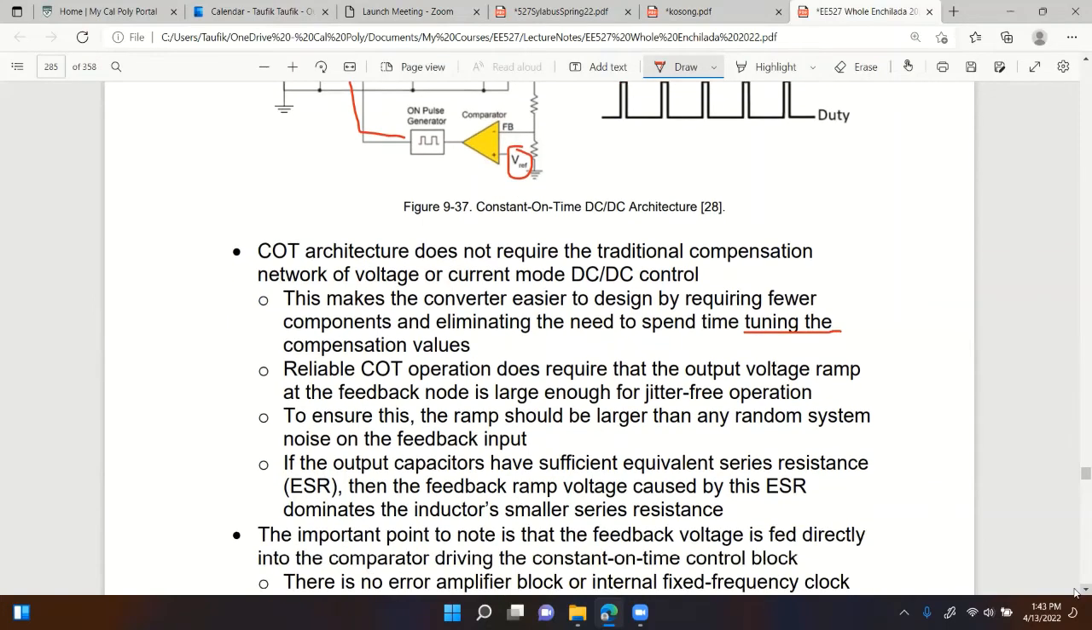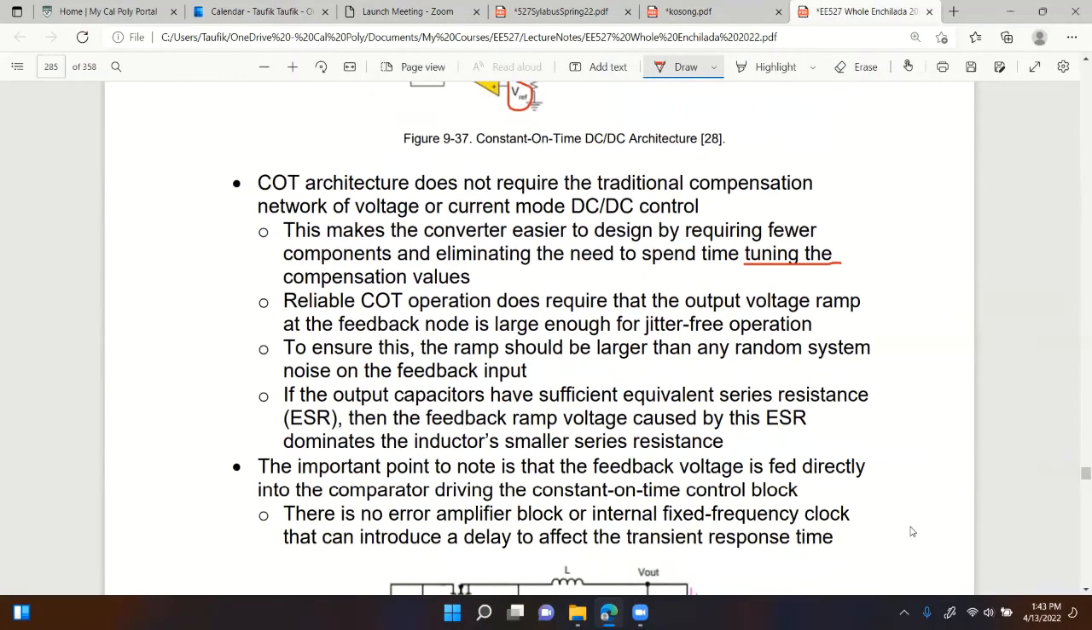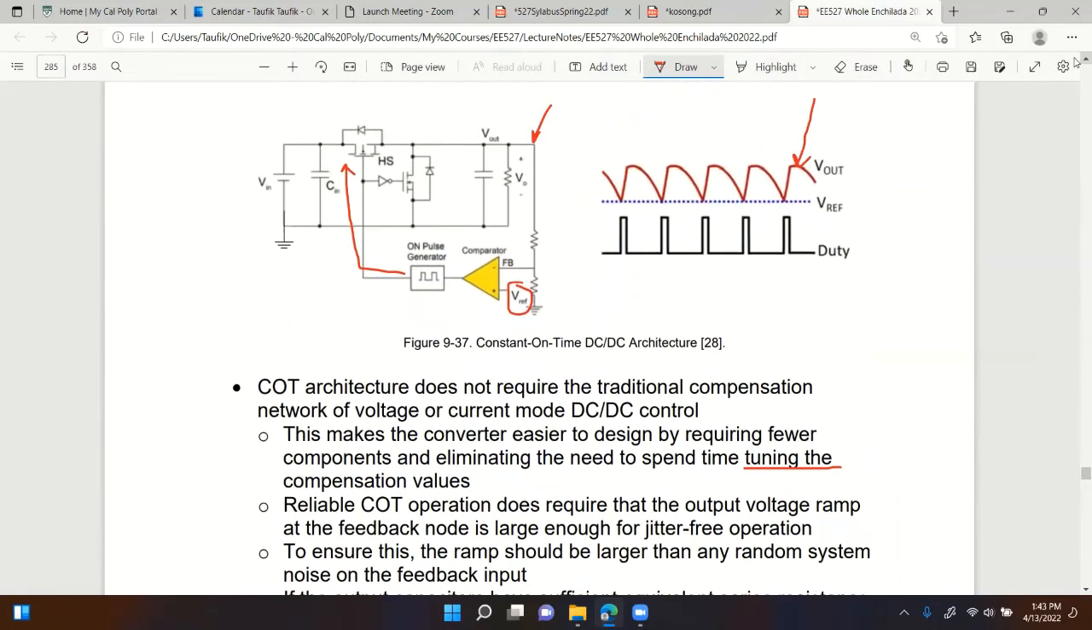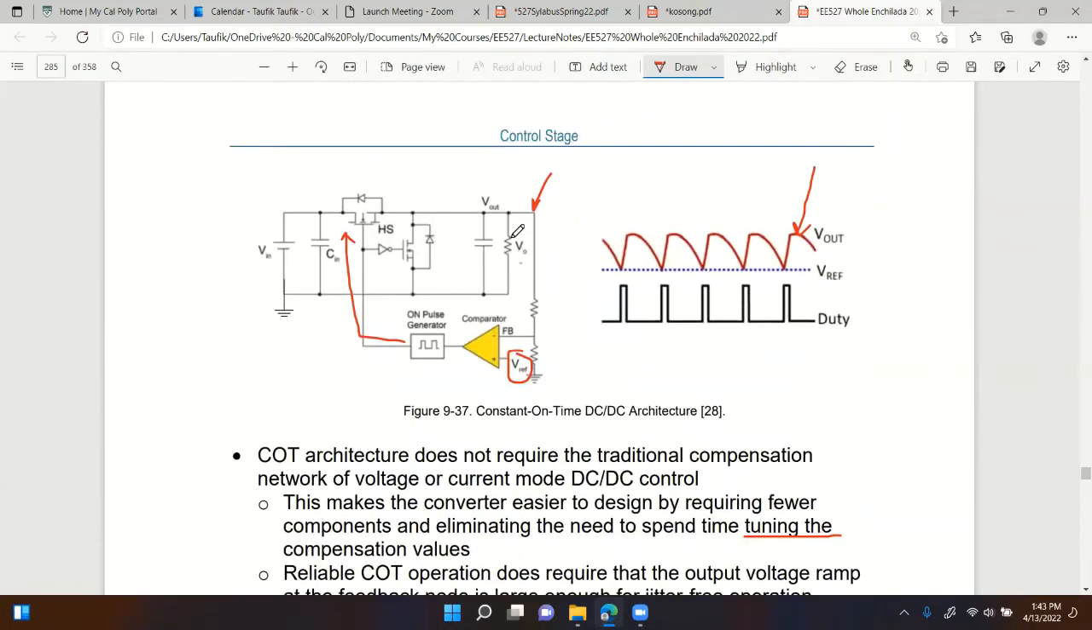Yeah, you need to have a good ramp, because the ramp is generated by this output voltage, but that could be provided, luckily, by the ESR of the capacitor. I think it could be viewed as a disadvantage because ESR also introduces loss, but at the same time we need ESR to make sure that we have a good enough ramp. See this ramp right there.